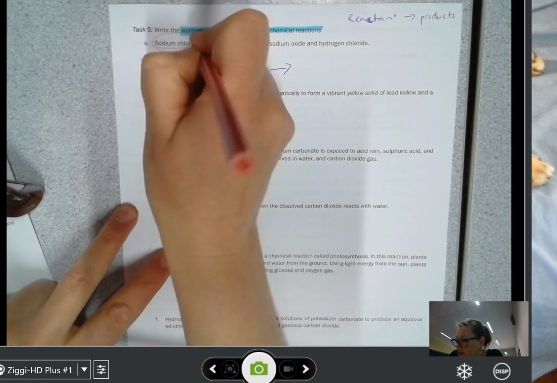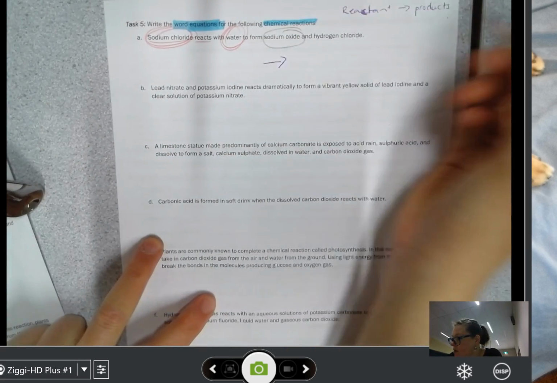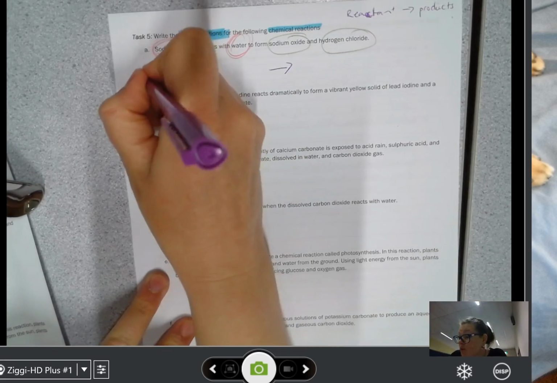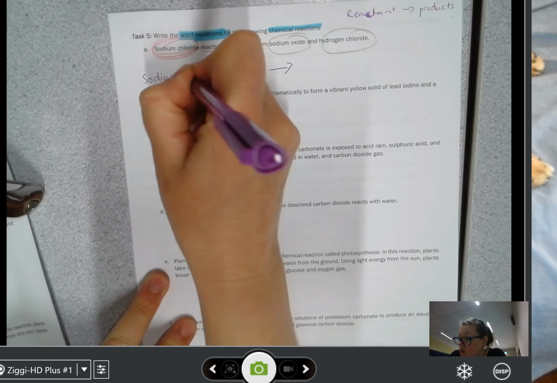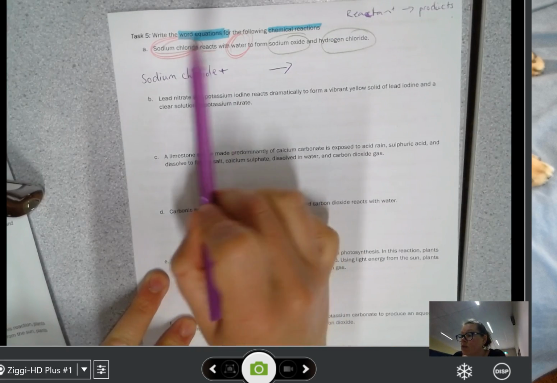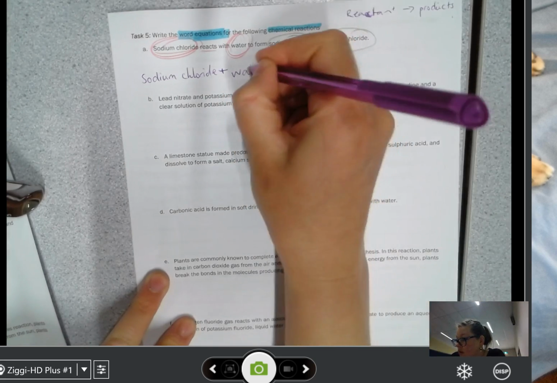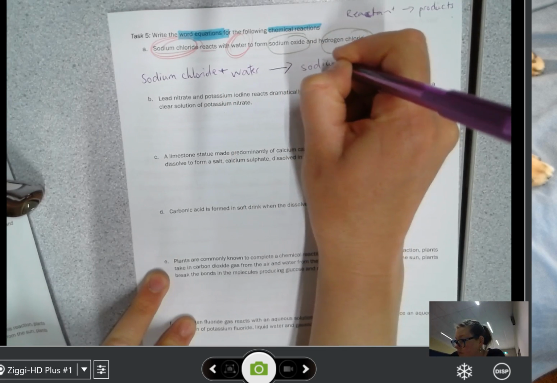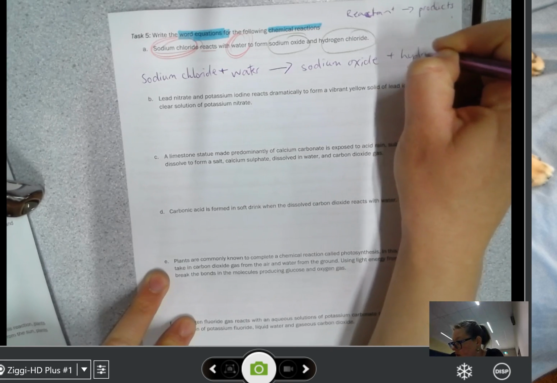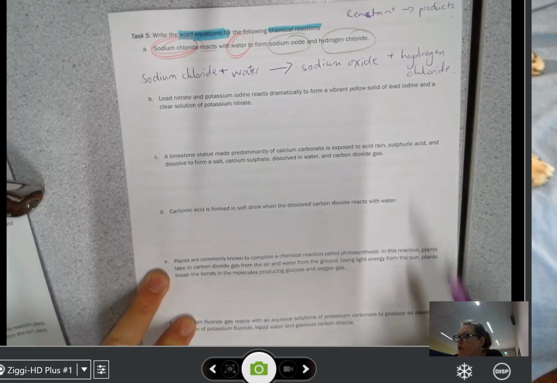So I'm going to circle my reactants in red, so sodium chloride and water. Form, sodium oxide and hydrogen chloride. And for our word equation, all you have to do is rewrite those words, okay? So sodium chloride plus, and you add a plus, not the word "and", so "and" is replaced by a plus sign. Water makes sodium oxide and hydrogen chloride. Okay, and you go through that doing it the same way.